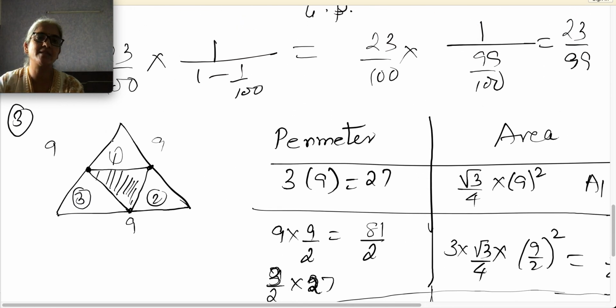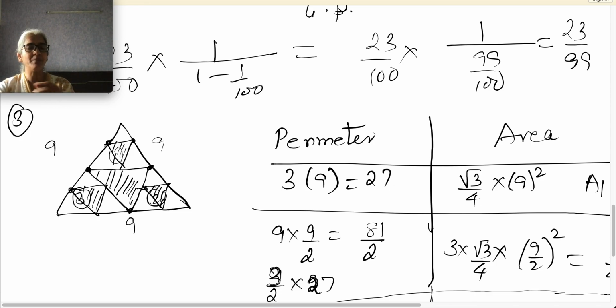Okay. The next time I go back and I again do the same thing. So I do the same exercise. I connect the midpoints of each of these triangles and I remove this portion. So fractals essentially are like repeating the same pattern again and again.